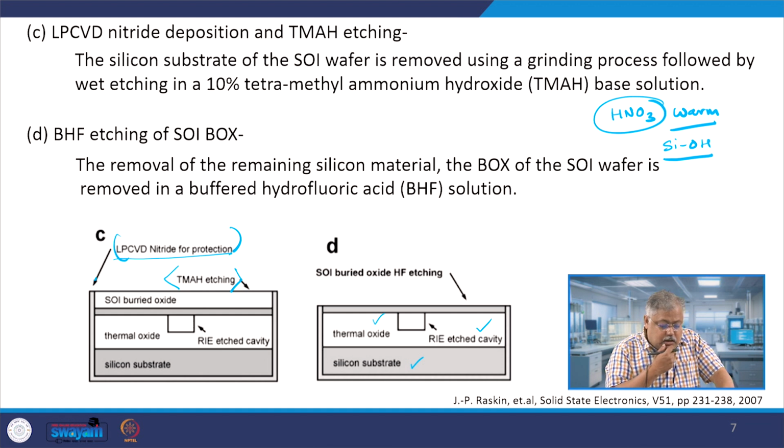Now, you do an annealing in this case. If you do an annealing, then this will further strengthen the bond. So, once you do an etching, a further strengthening of the bonds takes place. So, this is the strengthening of the bond.